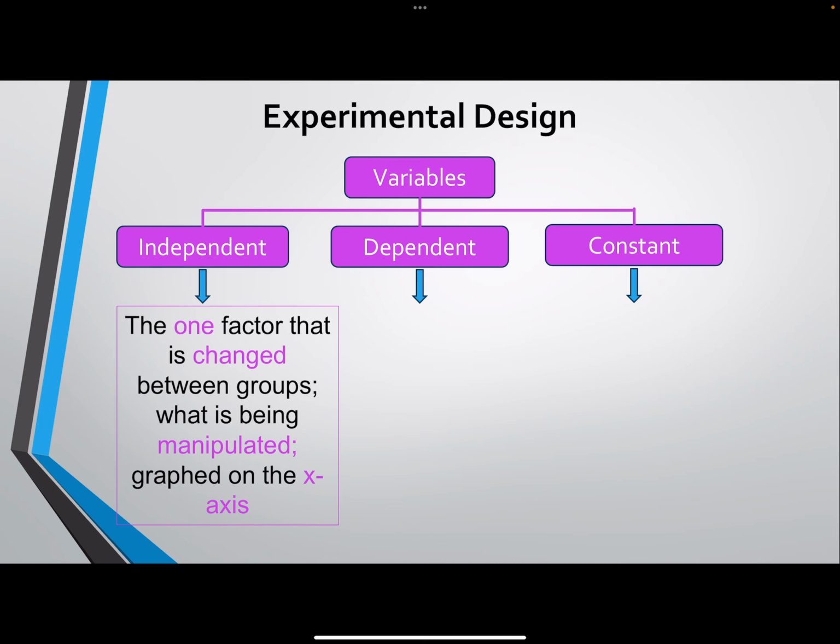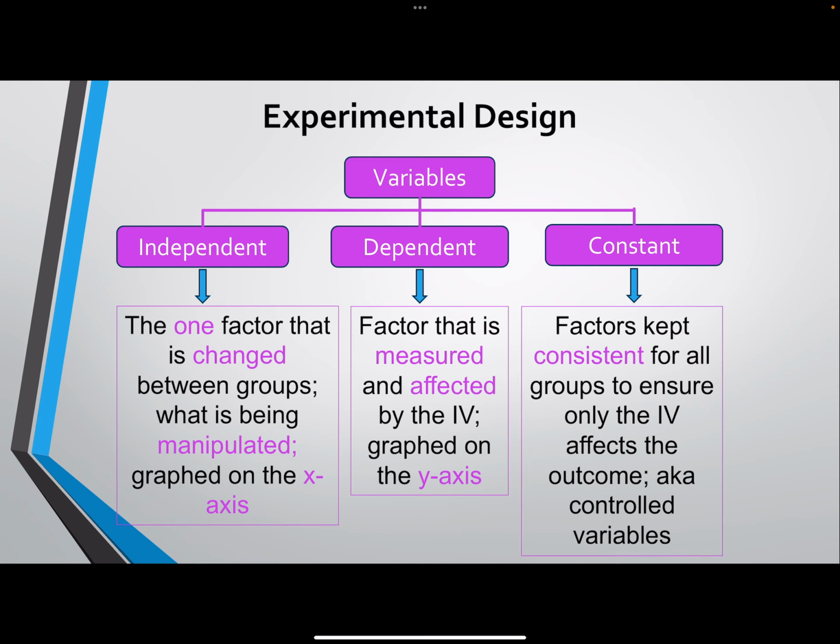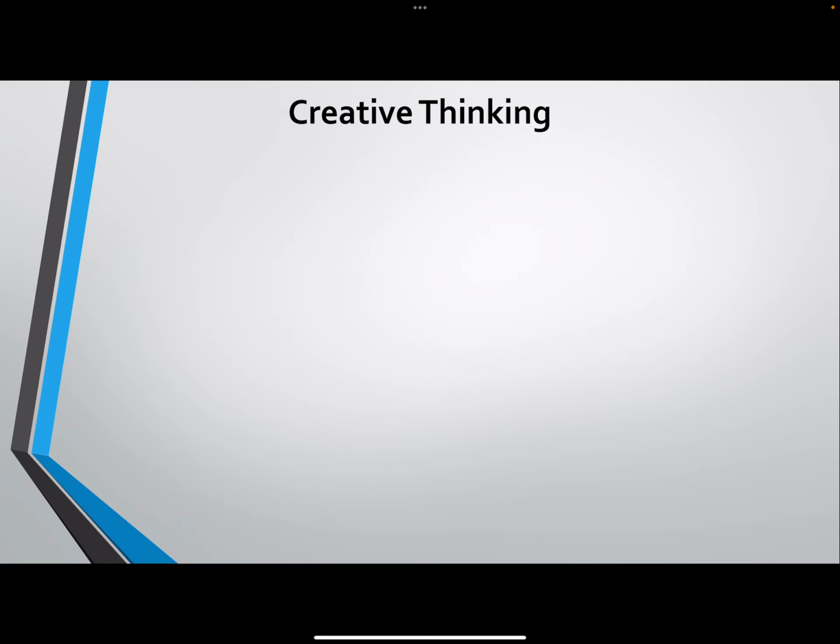For the experimental design, we also have variables: independent, dependent, and constant. Independent is the one that is changed between groups. The one factor that is changed between groups, what is being manipulated, it's graphed as the x-axis. So for the independent variable, you apply a sort of change to this to see how that change affects the dependent variable, and it is graphed as the y-axis. And then your constant is the factors that are kept consistent for all the groups to ensure only the independent variable affects the outcome.